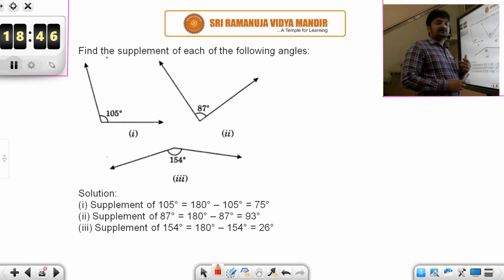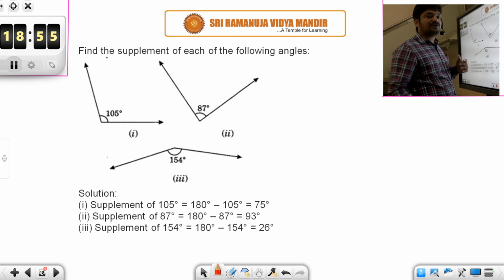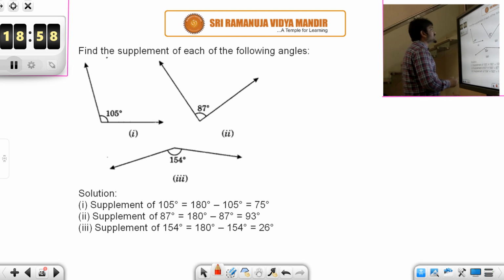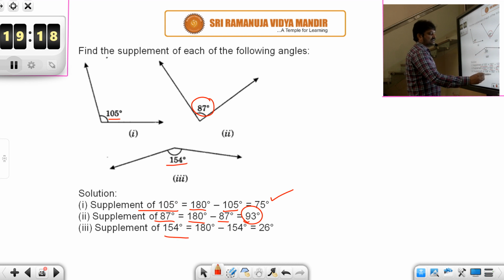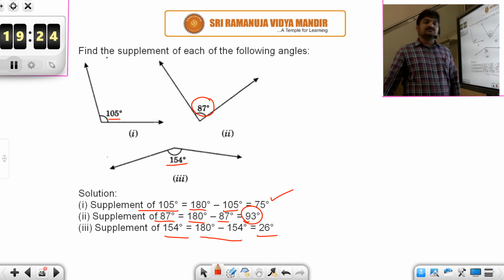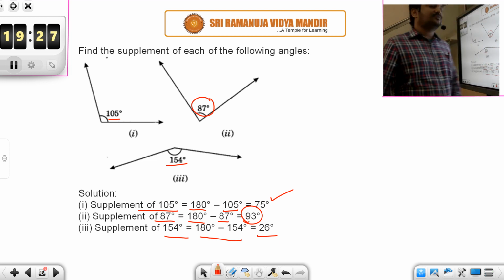Like in the previous question, when asked to find the complement, we took the difference from 90. So if you are asked to find the supplement, you take the difference from 180. You have been asked to find the supplement of 105 degrees. That will be 180 minus 105, which is 75. Similarly, the supplement of 87 is 180 minus 87, which is 93 degrees. The supplement of 154 is 180 minus 154, which is 26 degrees. So complementary means difference from 90, supplementary means difference from 180.